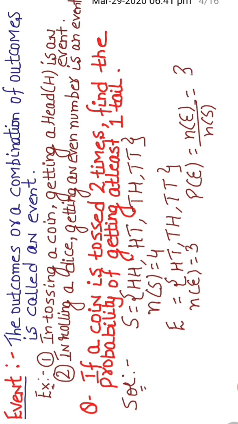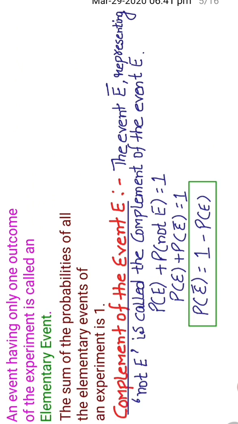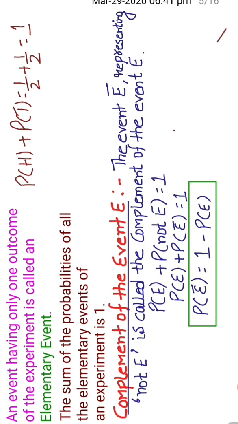So probability will be equal to 3 by 4. Now an event having only one outcome of the experiment is called an elementary event. The sum of probabilities of all the elementary events of an experiment is 1. Suppose in tossing a coin, there are two elementary events, that is getting a head and getting a tail, and the sum of probabilities of getting head and getting tail is 1 by 2 plus 1 by 2 equals 1.